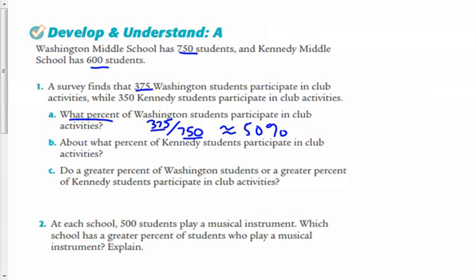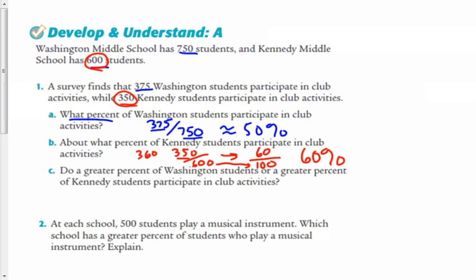And then what percent of Kennedy students? So Kennedy had 350 out of 600. Now, when you're doing percents, percent really means out of 100. So if we're just estimating here, to get from 600 to 100, we need to divide by 6. So let's divide this number by 6. And 350 doesn't divide by 6 very easily, but 360 does. And that's not too far away. 360 divided by 6 is 60. So about 60% of Kennedy students participate in club activities.